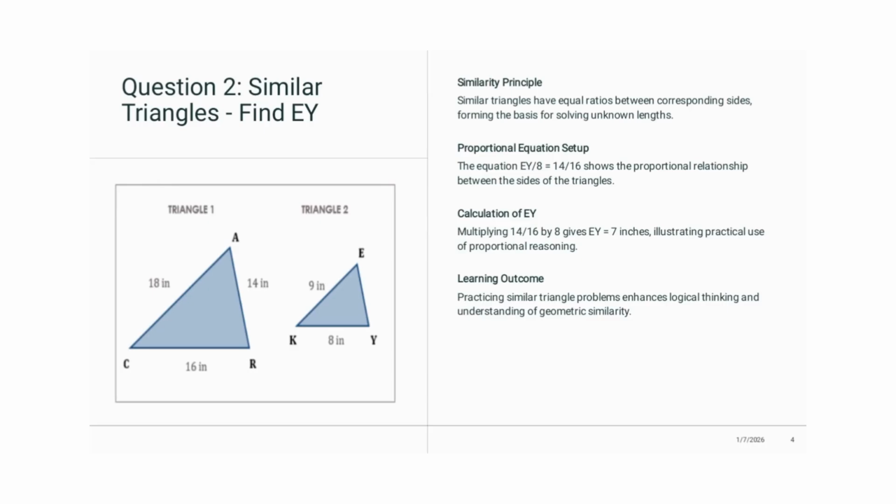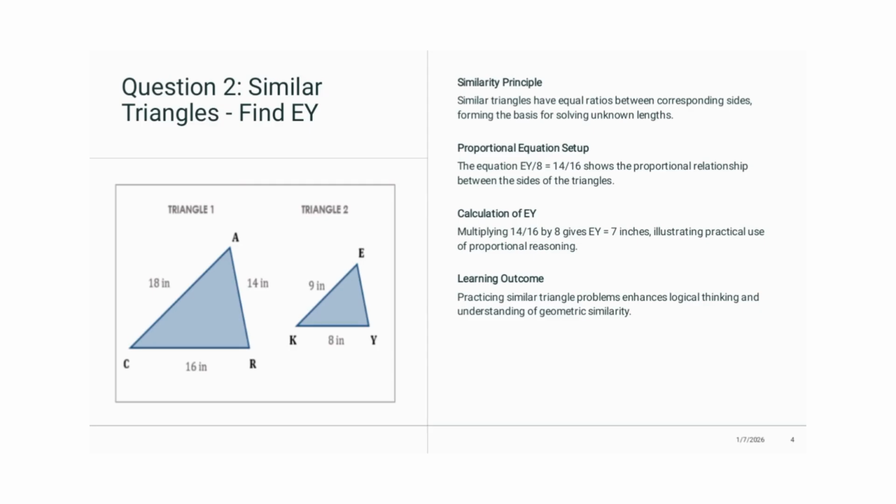The second question also deals with similar triangles, asking for the length of side EY. The principle remains the same: ratios of corresponding sides are equal. The equation provided is EY/8 equals 14/16, which represents the proportional relationship between the sides of two similar triangles. To find EY, multiply 14/16 by 8, resulting in EY equals 7 inches.